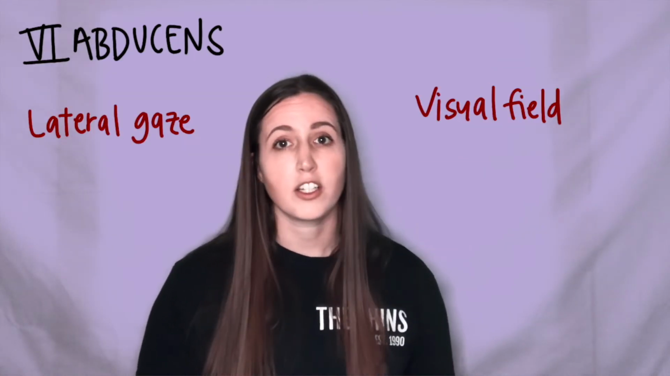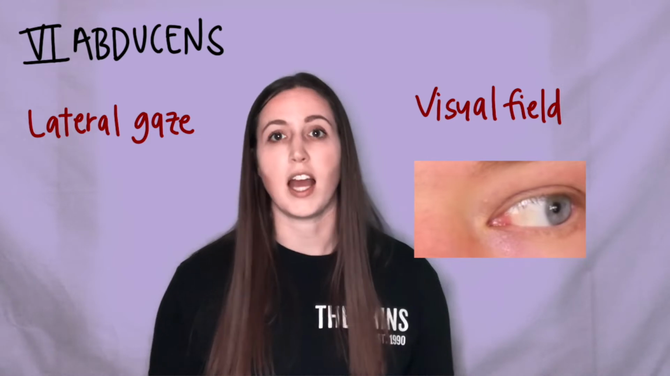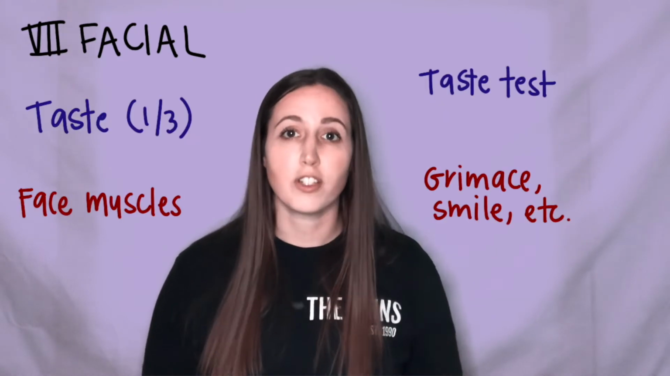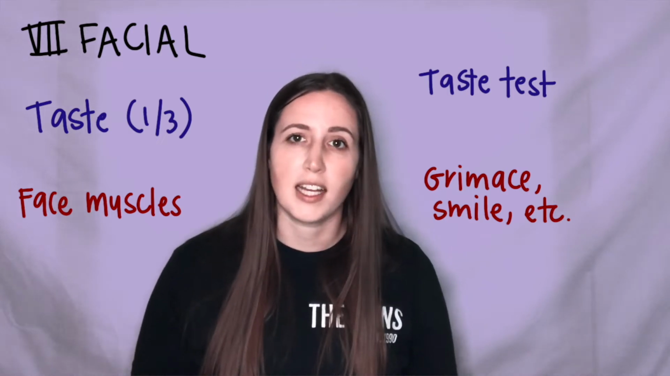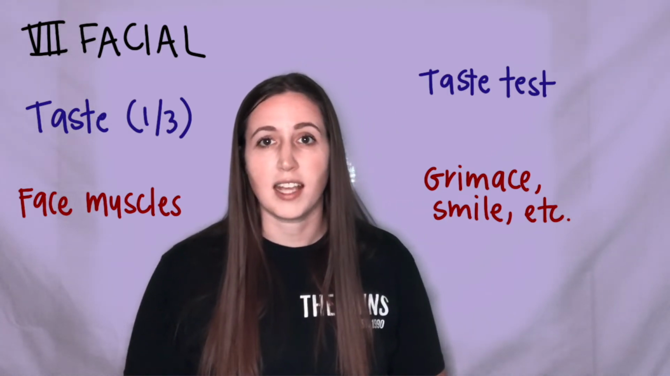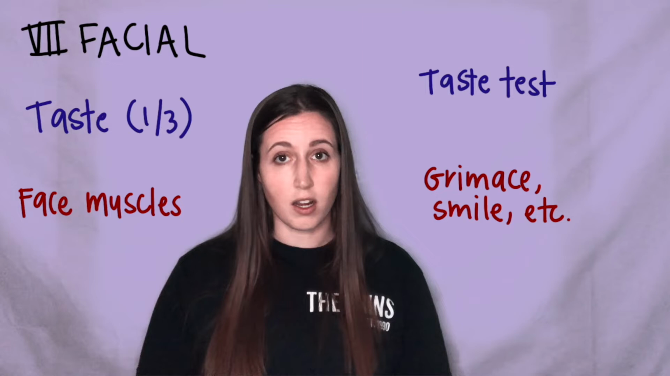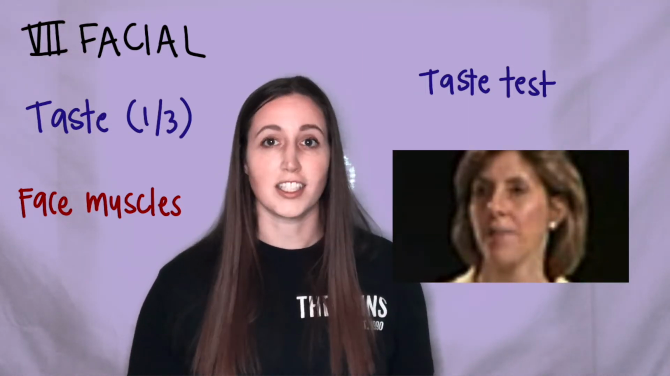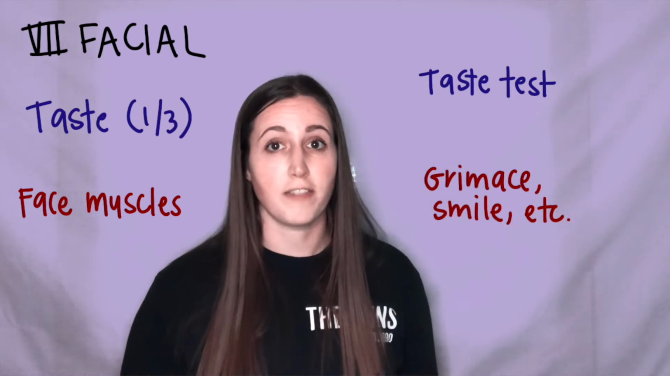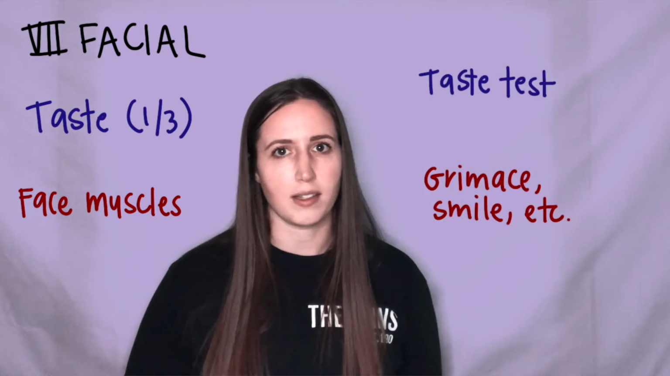Abducens nerve 6 controls abduction of the eyes, so the lateral gaze. Facial nerve 7 is a sensory and motor nerve. So you can test the sensory, which is the taste on the anterior portion of the tongue, by giving them familiar foods and having them identify them. This nerve also controls the facial muscles, and so you can have them make different silly faces and make sure that all of those muscles are working appropriately.